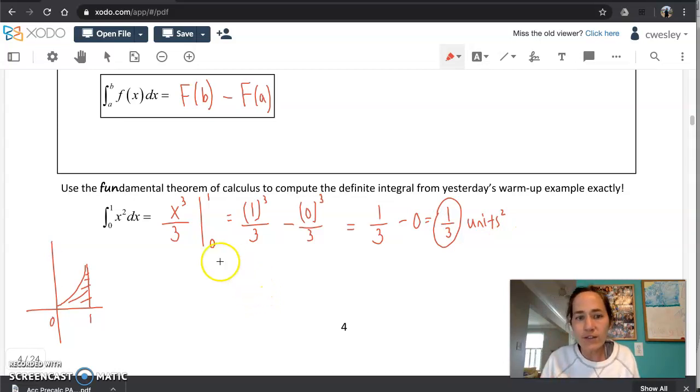Now, I don't know if any of this is throwing you off. I wonder if you're thinking, Miss Wesley, why does the plus C just get to go away in this packet and we don't have that constant of integration on our answer? There's a good reason for it. We can put a proof of it underneath.